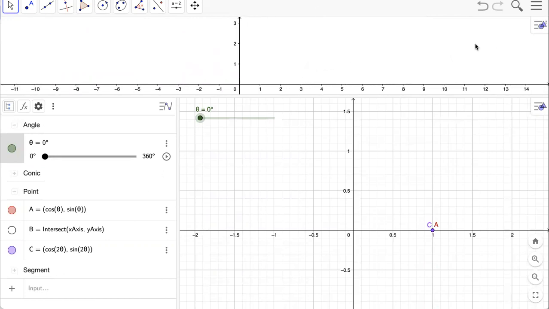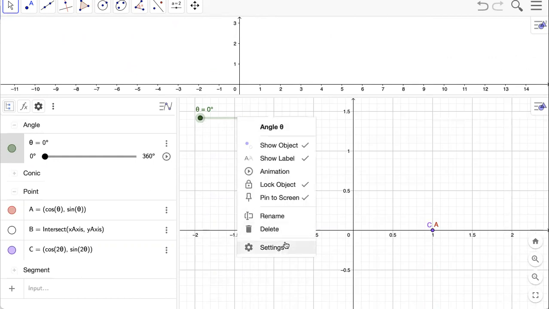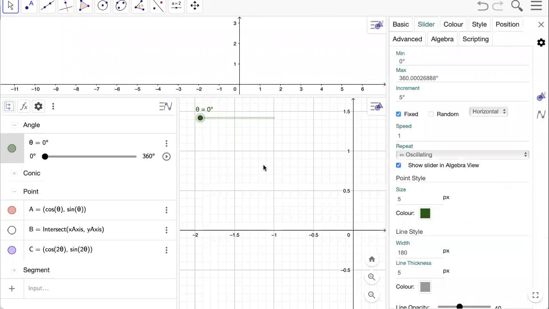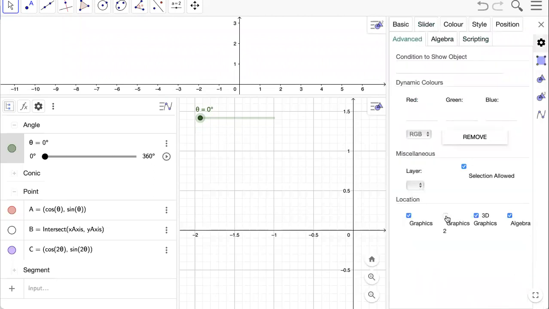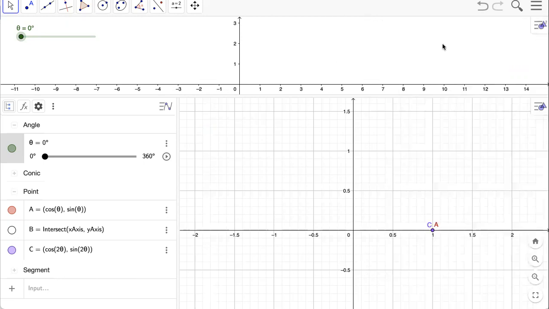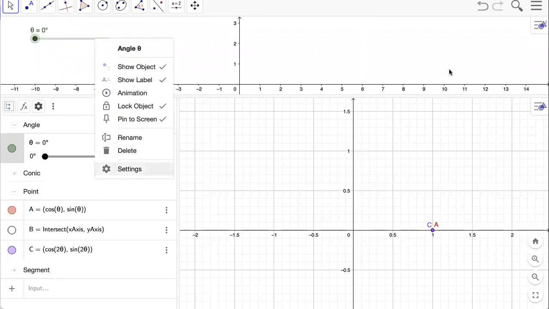And so now I can put the slider. I can right click and change the setting of the slider. In the advanced tab, you can see graphic 2. That means it will appear in graphic 2 as well. And you can take away graphic 1, so it won't appear in graphic 1 now, but only in graphic 2 and also in the algebra view. So in this way, the slider will be put here, and you can change the length.